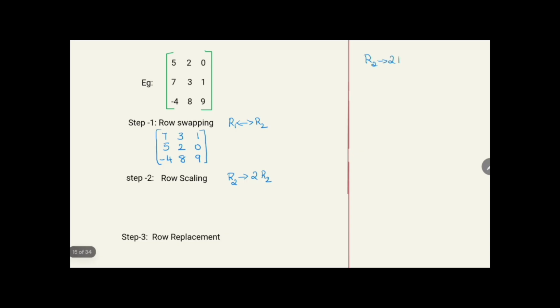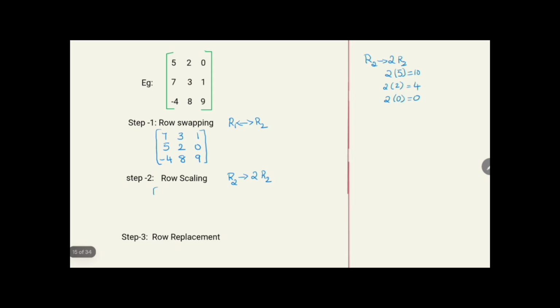R2 implies 2 into R2. So, what is the first element of R2? It is 5. So, 2 into 5, which is nothing but 10. Now, what is the second element of R2? 2 into 2, 4. And the last element of R2 is 0. So, 2 into 0, 0. So, now what are the new elements of R2? 10, 4 and 0.